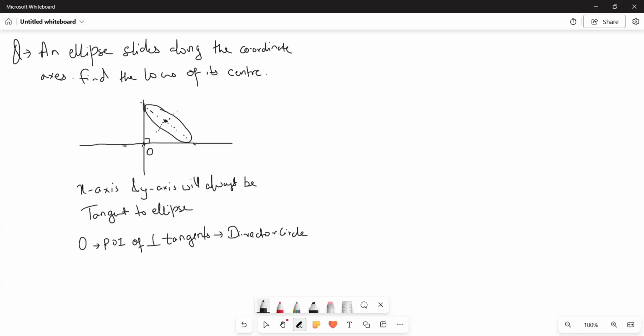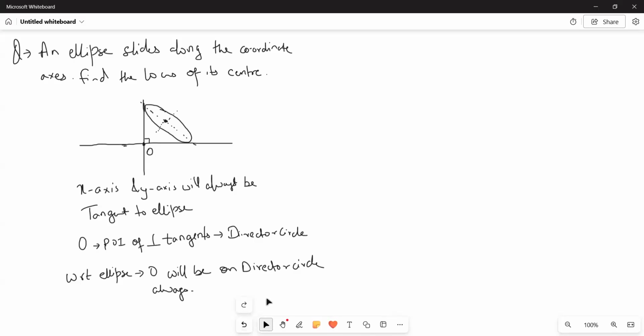So that means with respect to the ellipse, the origin will always be on the director circle. मतलब if I draw the ellipse like this or like this, in any position that we draw the ellipse, for all positions, origin will always be a point on the corresponding director circle. ये विजुअलाइज कर पा रहे हो?